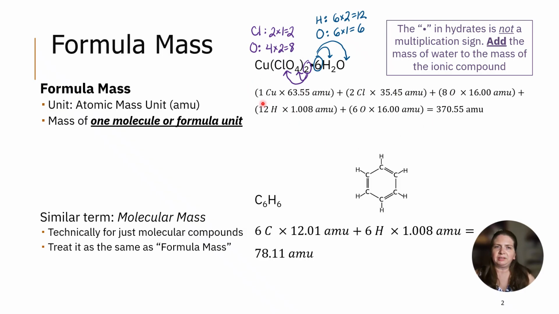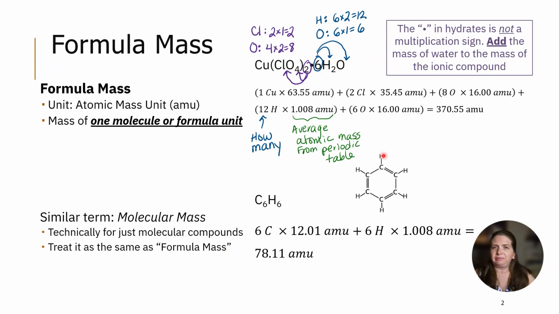We multiply the number of each atom by its average atomic mass, and then we add all of the masses together. Adding the mass of 1 copper, 2 chlorine atoms, 8 oxygen atoms, 12 hydrogen atoms, and the additional 6 oxygen atoms gives us a total formula mass of 370.55 AMU.